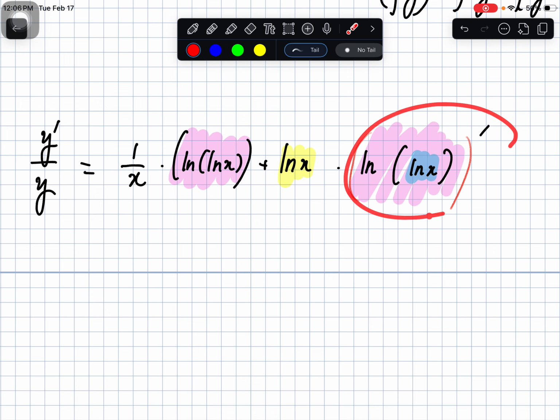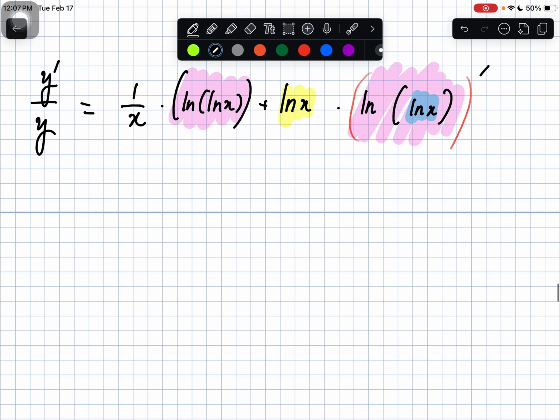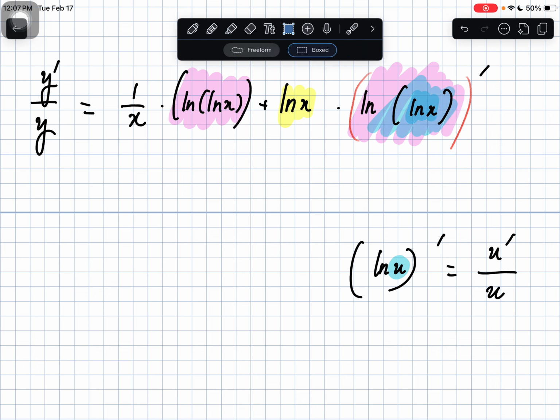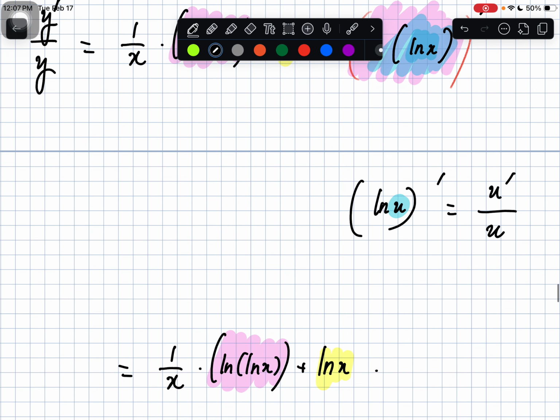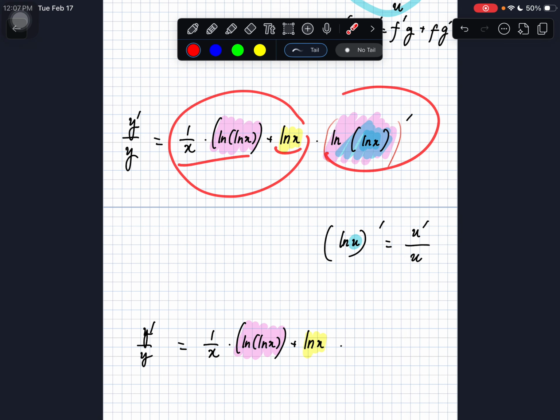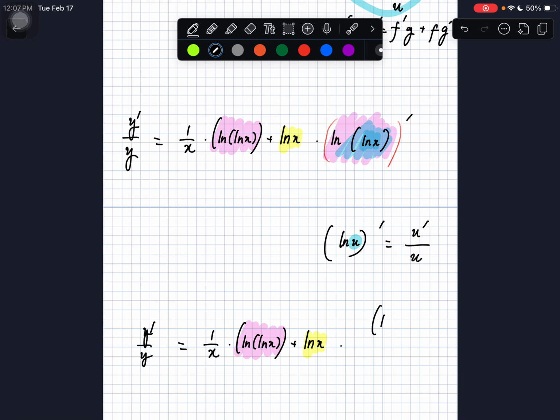You use the chain rule. ln u prime is u prime divided by u. U in this case, you can think of as this term, ln of x. So let's copy everything until this. So y prime over y equals these terms, u prime divided by u. U is ln x prime divided by ln x.